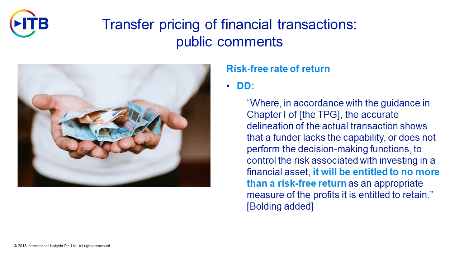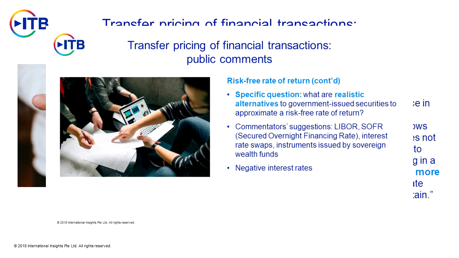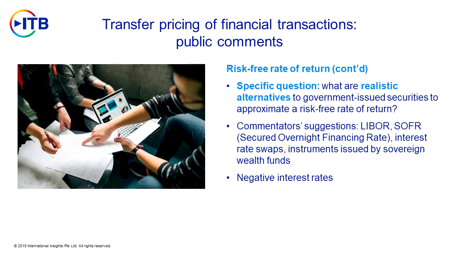Several commentators disagreed with the principle. For example, KPMG and TEI criticised the automatic application of this principle. The discussion draft then considers how to determine the risk-free rate of return. It specifically asks for realistic alternatives to government-issued securities to approximate a risk-free rate of return. Commentators suggested LIBOR, SOFR, the secured overnight financing rate, interest rate swaps, and instruments issued by sovereign wealth funds.